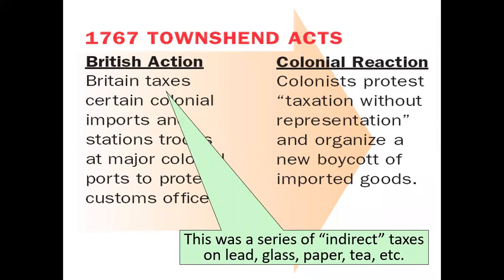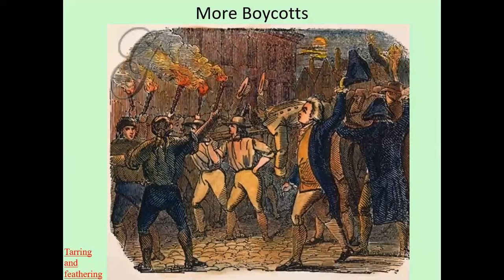All right, and this is an indirect tax. So it's not like we're directly going after something. You just have to pay a higher price on these goods now in place of a straight-up tax that you're being charged. And it's things like lead, glass, paper, tea, a lot of things. Even more boycotts, more protests, more riots are going to happen now.